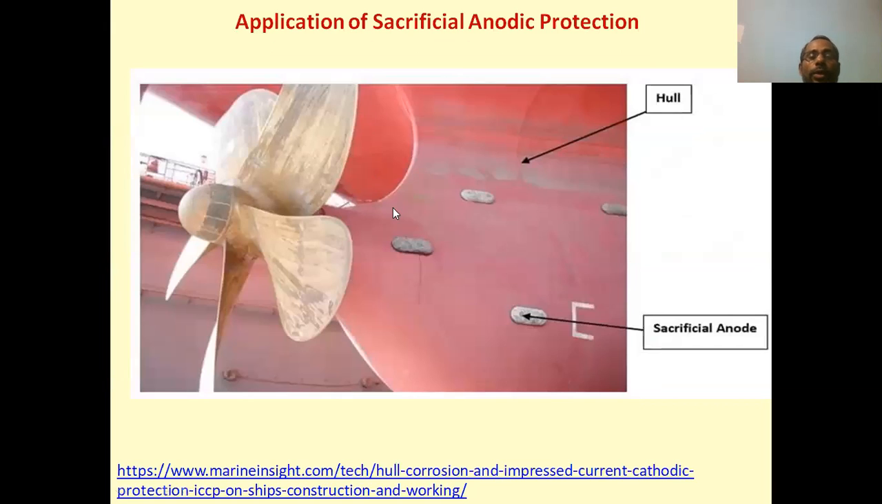Another application is in the protection or prevention of corrosion in the ship. Basically, this is the ship hull, right? If you want to protect the entire area, these blocks are fitted. These blocks act as a sacrificial anode, and this entire body structure acts as your cathode. If corrosion takes place, it takes place at these blocks.